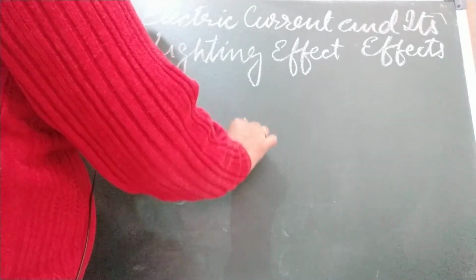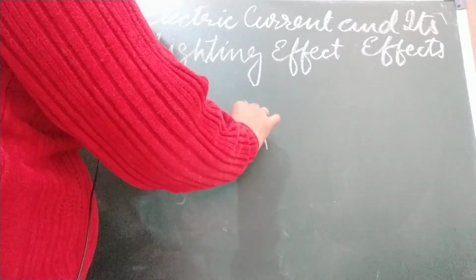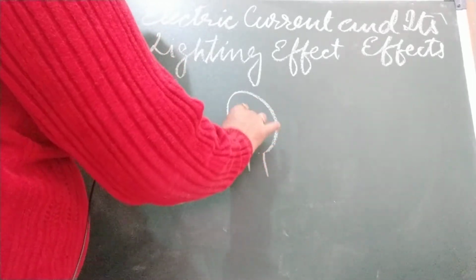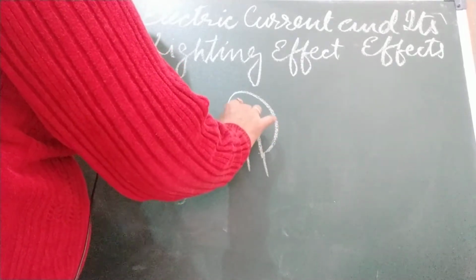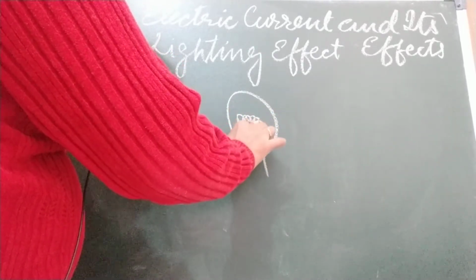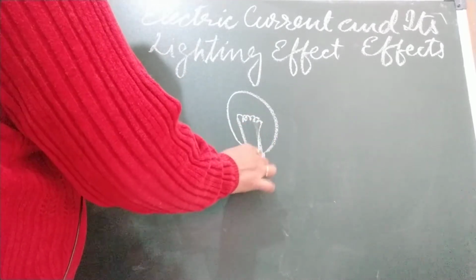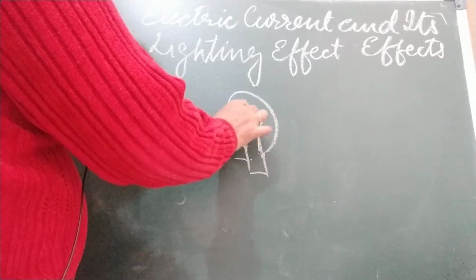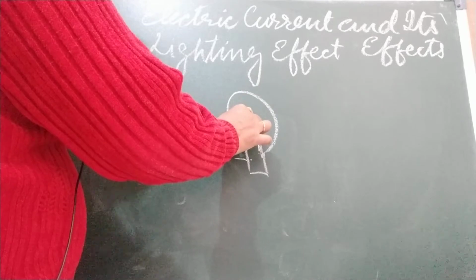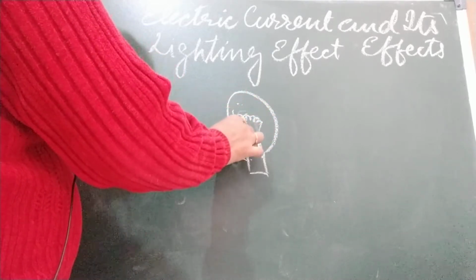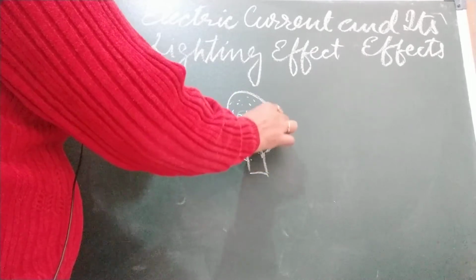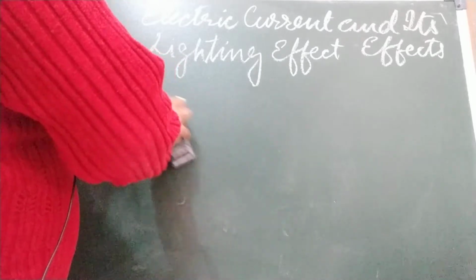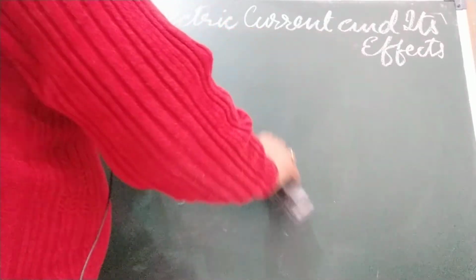Lighting effect, I just told you about the tungsten. This is what? Tungsten filament. When the current passes through this conductor, this filament heats up, and when it heats up, it heats the gases around it, and these gases after heating glow, and because of this we get the light from the bulb. So this is what the lighting effect of electric current is.